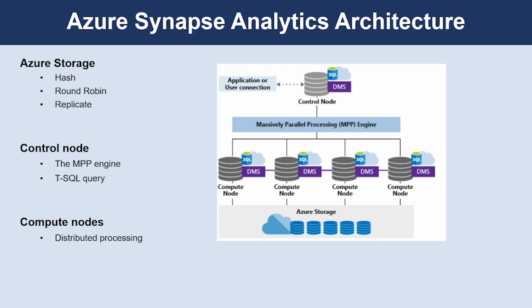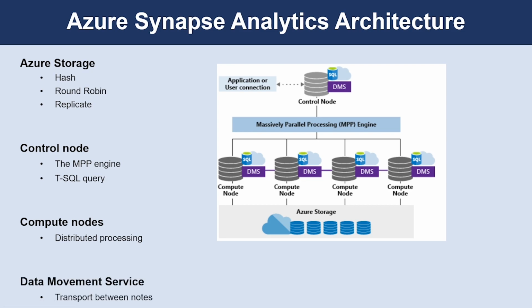The compute node provides the computational power. Distributions map to compute nodes for processing. As you pay for more compute resources, distributions are remapped to available compute nodes. The number of compute nodes ranges from 1 to 60 and is determined by the service level of Synapse SQL.